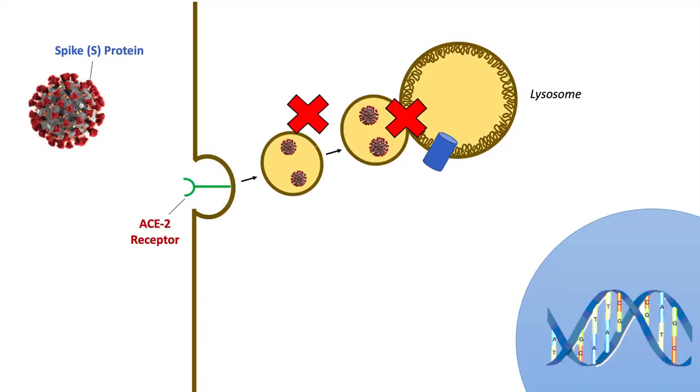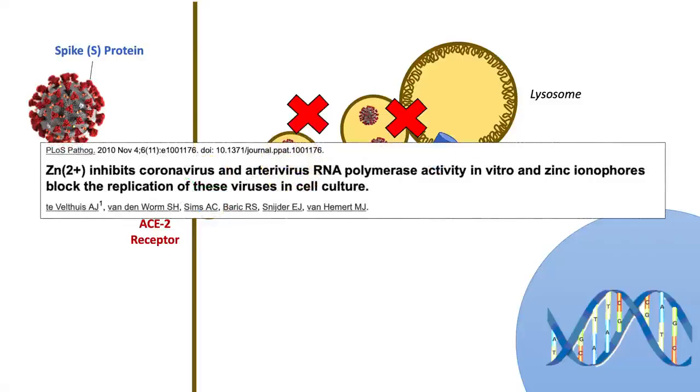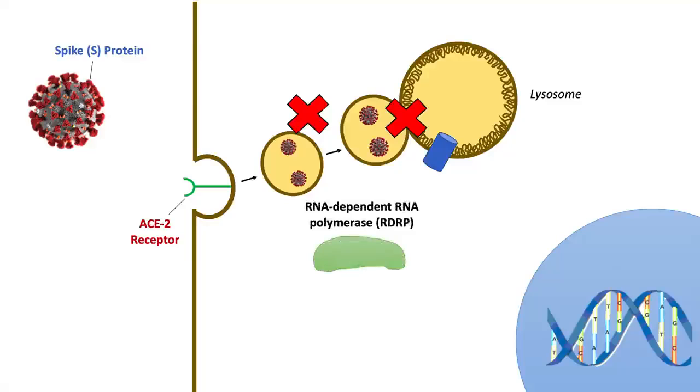The reason that all of that is important is that there's a study showing that zinc inhibits coronavirus and arterivirus RNA polymerase activity in vitro, and zinc ionophores block the replication of these viruses in cell culture. This paper was published in 2010. Normally, when a virus enters, specifically an RNA virus, there's an RNA-dependent RNA polymerase, or RDRP. That RNA-dependent RNA polymerase will essentially make viral RNA. There's a lot of steps involved, but I won't get into all of those steps here. Nonetheless, this RDRP will produce viral RNA.